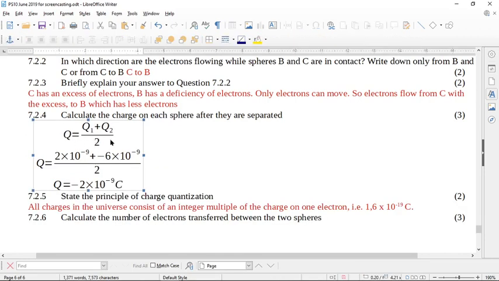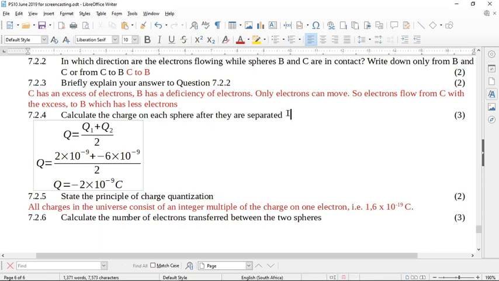1 mark for writing the formula. Remember, you always have to write the formula. So you have to write Q equals Q1 plus Q2 over 2. Take the charges, a positive charge, a negative charge. You must add them together. You end up with negative 4 times 10 to the negative 9 divided by 2. You end up with negative 2 times 10 to the negative 9. No unit, no mark. You must put the C for coulombs.